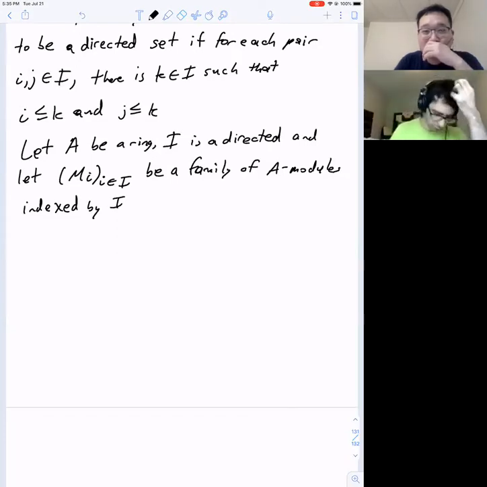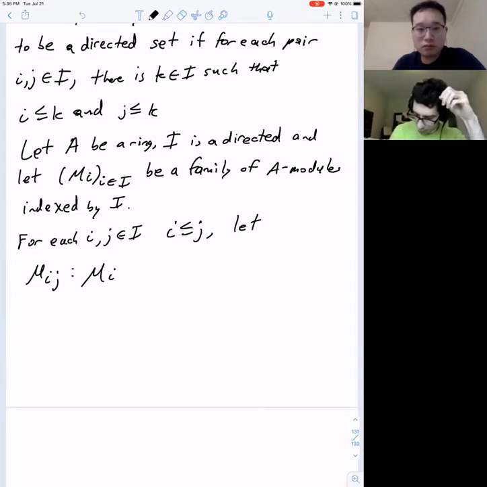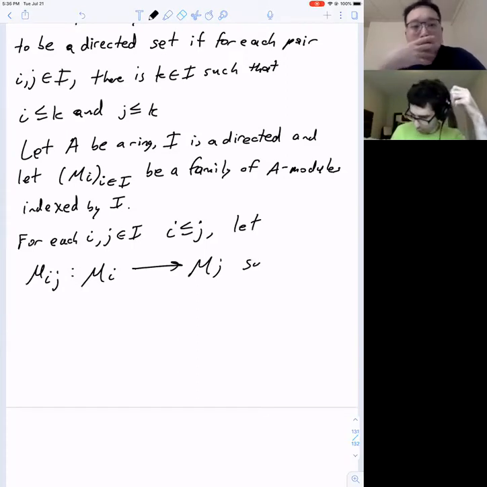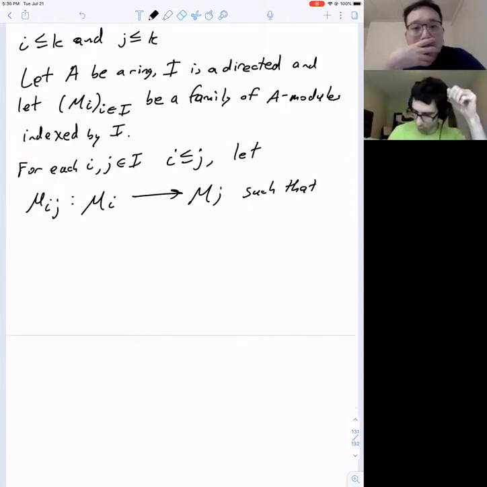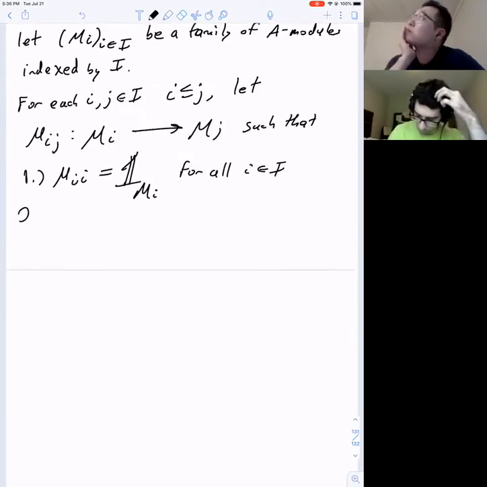Then we have a family of A modules, and they're indexed by I. So for each i and j in the directed set with i less than or equal to j, let mu_ij be a map from M_i to M_j such that, first of all, mu_ii is the identity map on M_i for all i.